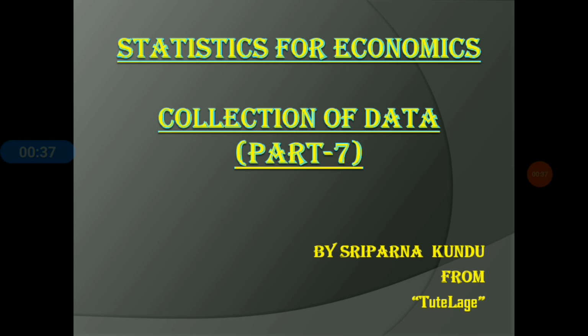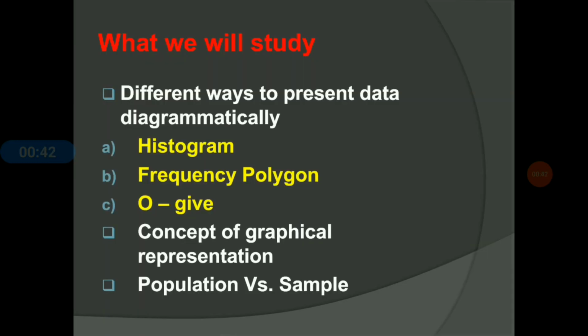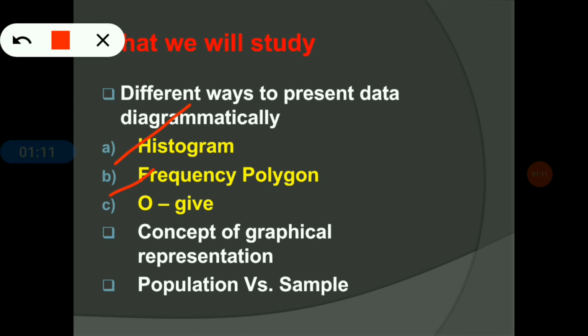So learner, let's move to the new session and go to my next slide where we can see today's topic for discussion. We have already discussed what are the different ways to present the data diagrammatically. We know there are five types of way. The first and second have already been discussed by me in my previous session. Now we are going to discuss the third one, that is histogram. The fourth one is frequency polygon. The fifth one is ogive.